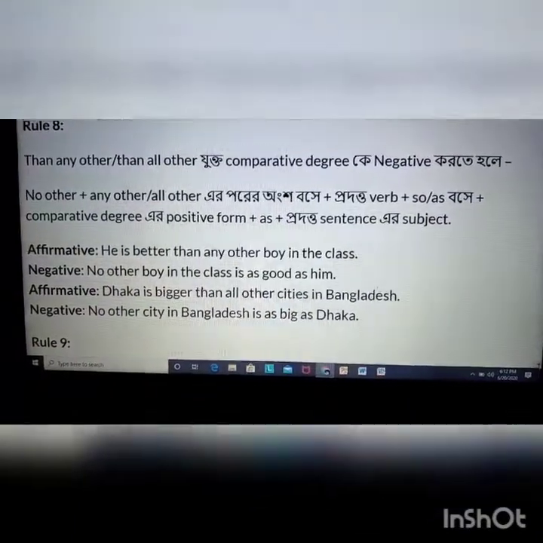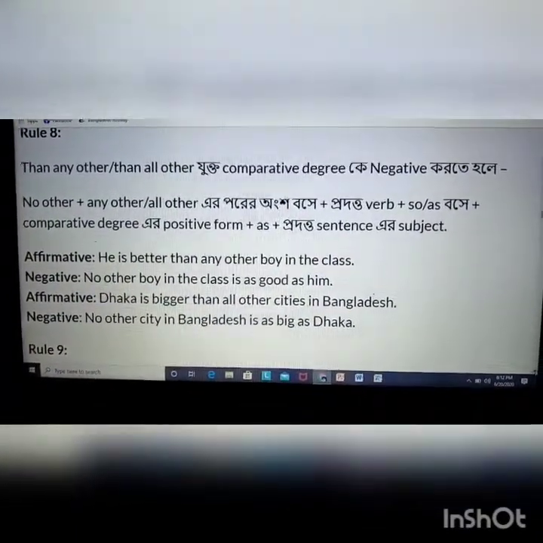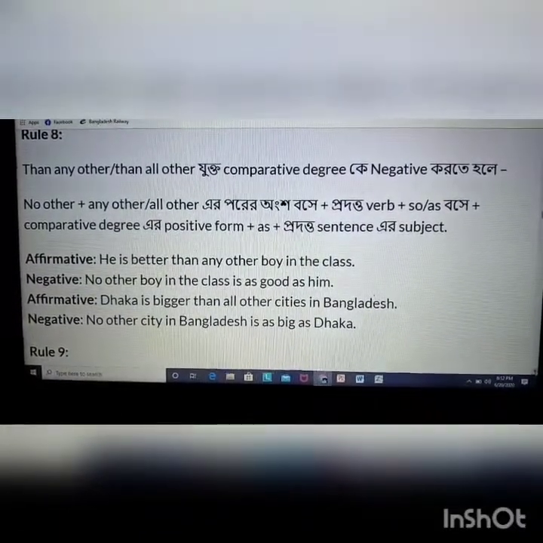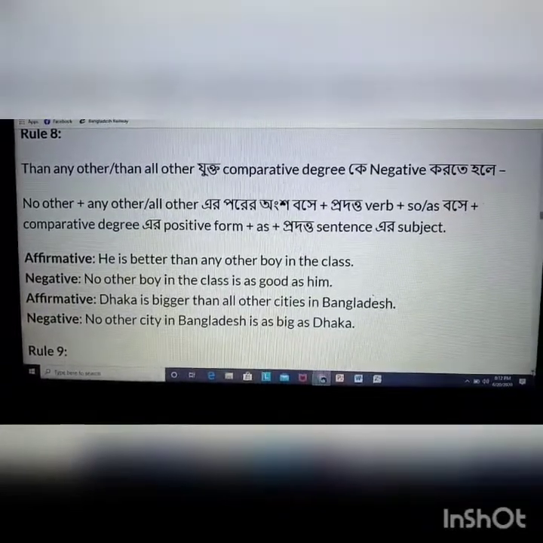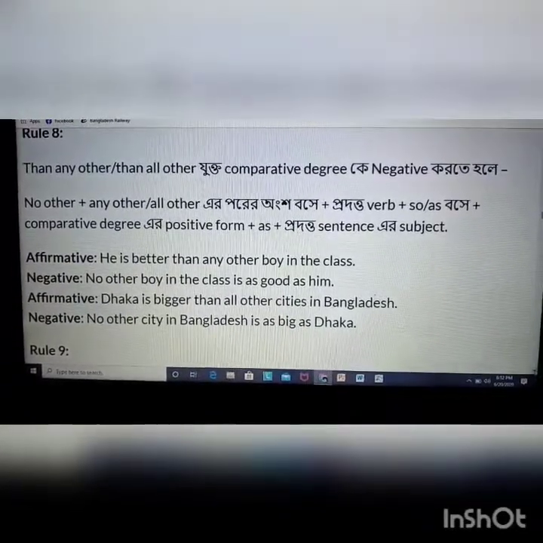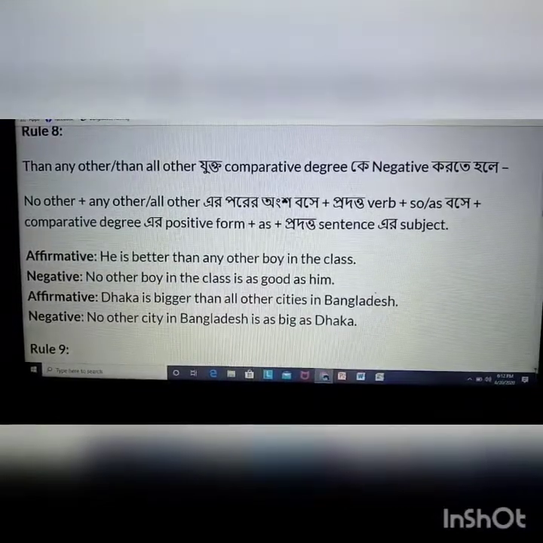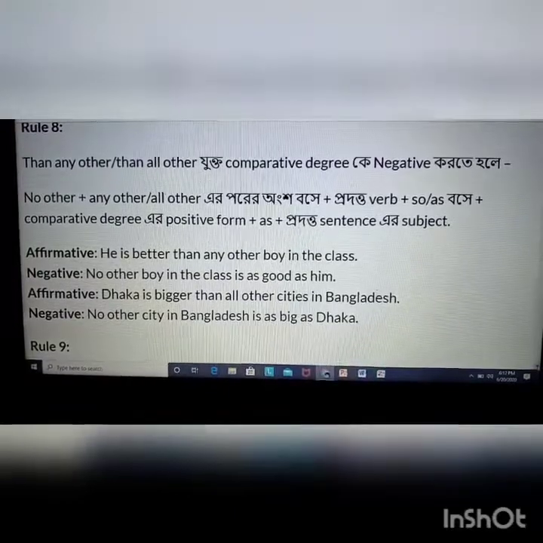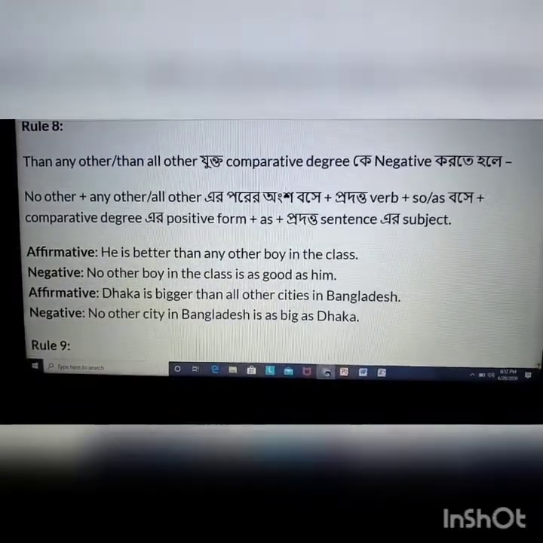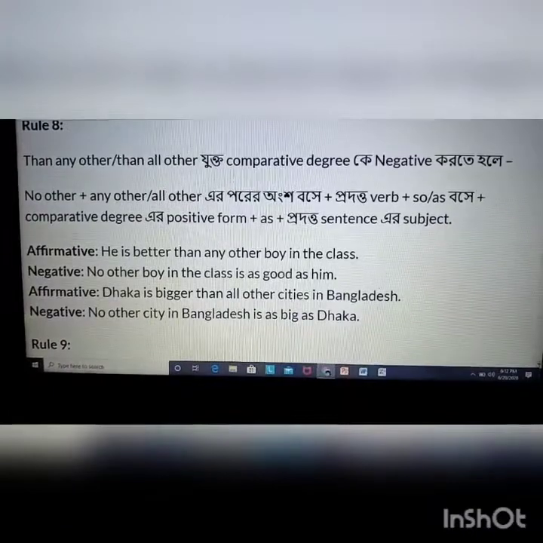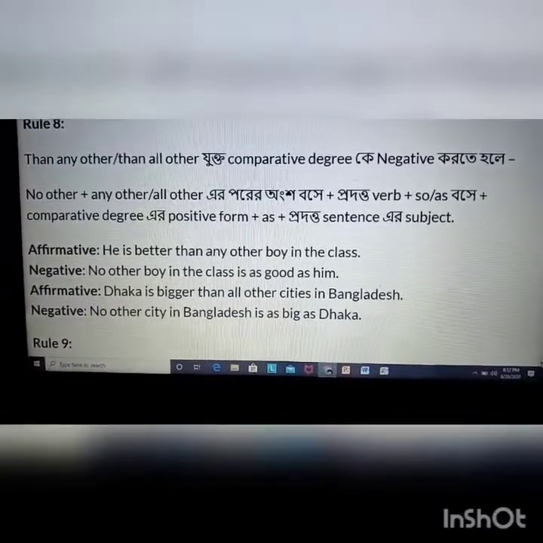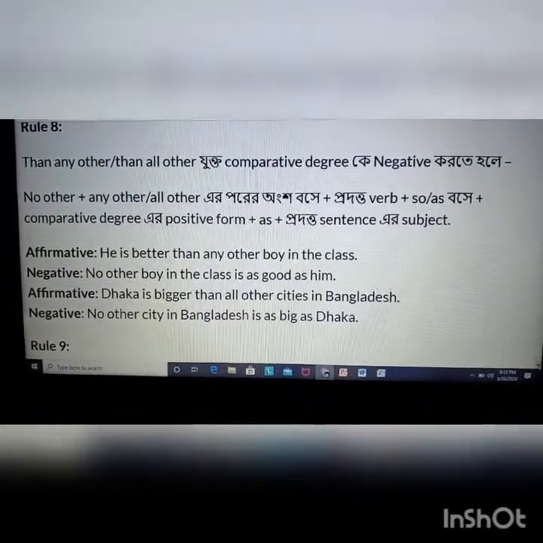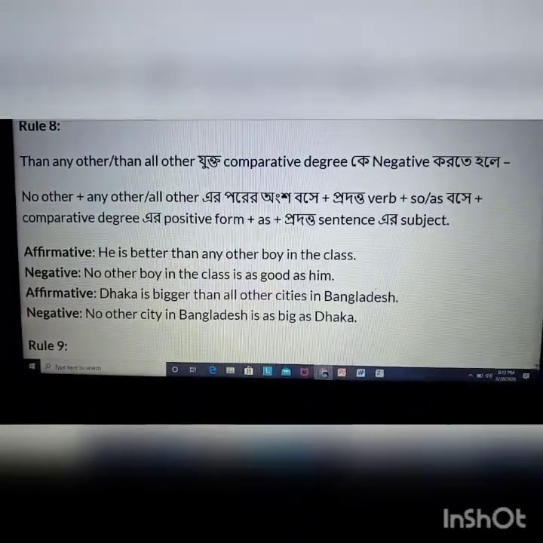Rule number 8. If there is any other or all other in the comparative degree, then the rules are below. No other, plus the next portion of any other or all other, plus verb, plus so or as, plus the positive form of the comparative degree, plus as, and the subject of the sentence.